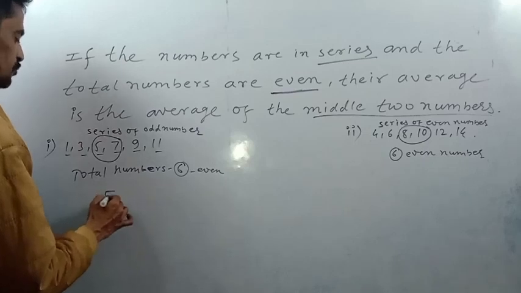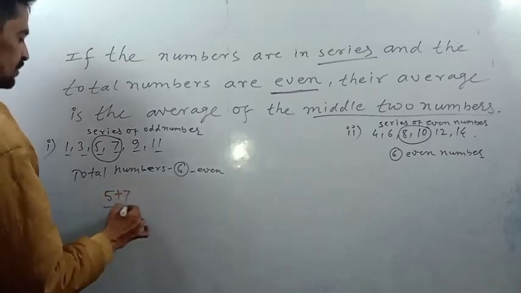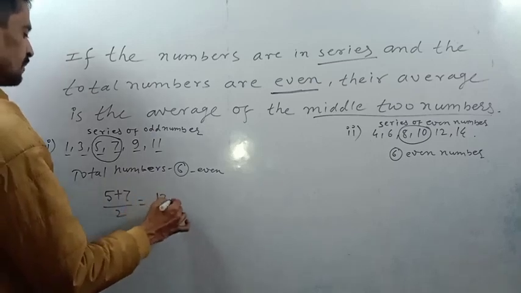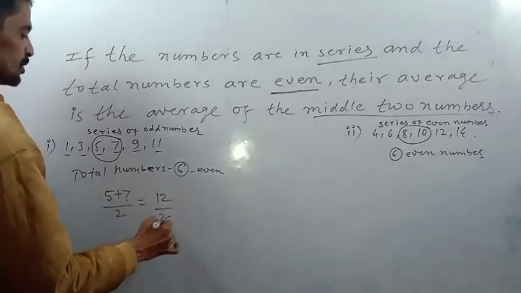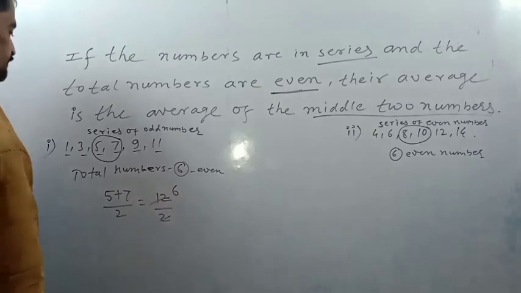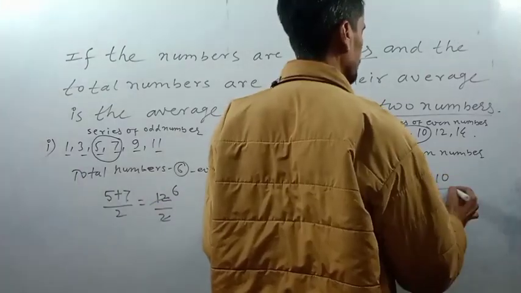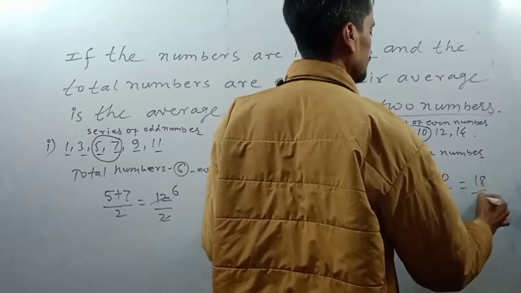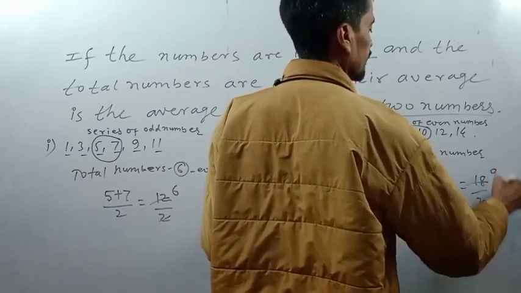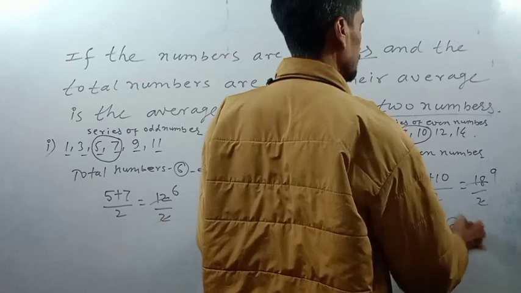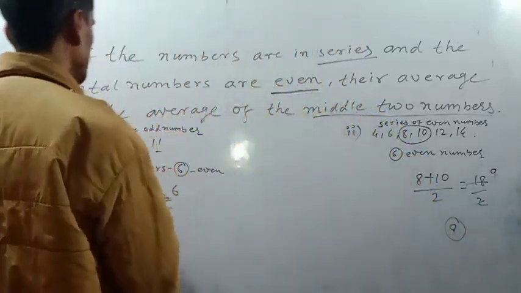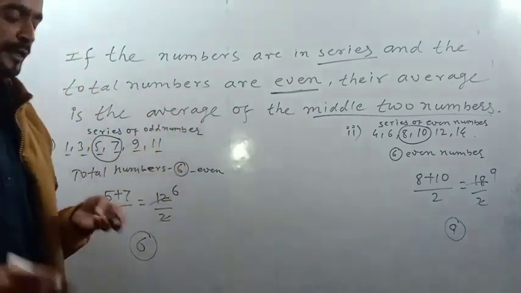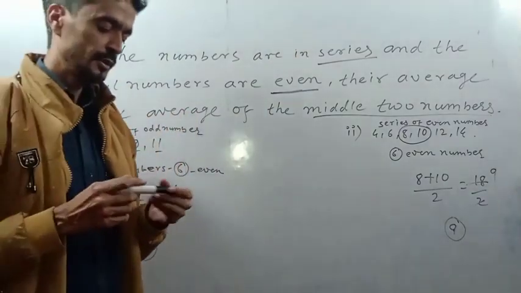So 5 plus 7, divided by 2. 5 plus 7 is 12, divided by 2. 2 sixes are 12, so 6. Then 8 plus 10 by 2, 18 by 2. 2 nines are 18. So 9 is the average. These are the important points of the total chapter.